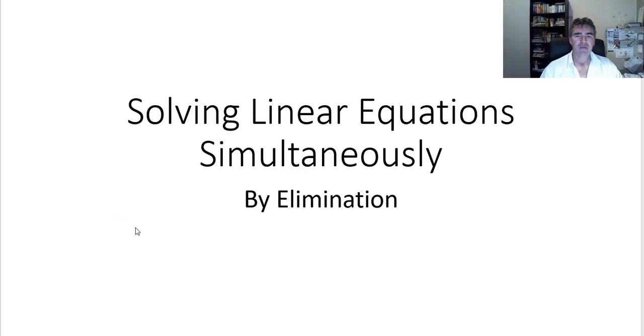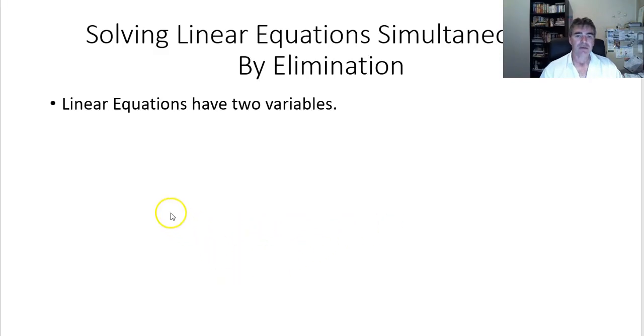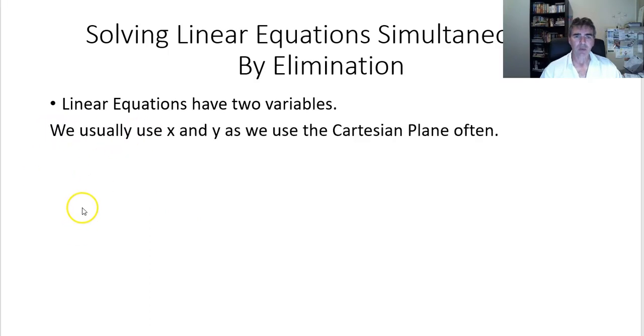In this video, we're going to have a look at how we can solve some linear equations simultaneously by using the elimination method. So, just a recap that linear equations have two variables. We're used to using x and y because we use the Cartesian plane quite often, or the number plane quite often, but we could have any other pair of pronumerals there.